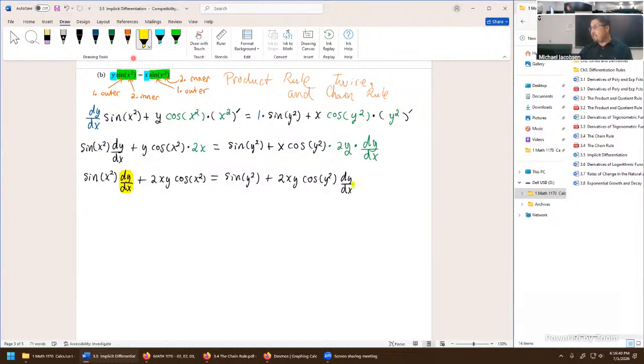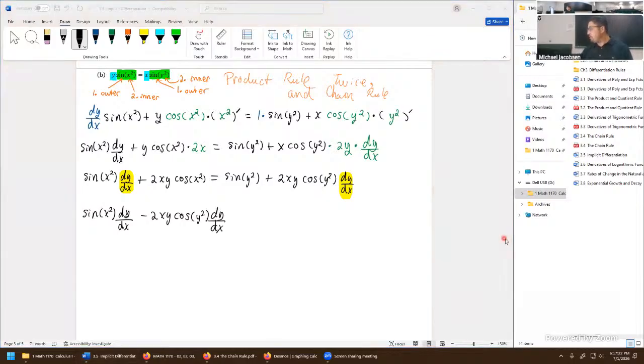Now, anything that has a dy/dx, we want just on one side of the equation. So I'm going to start by subtracting out 2xy cosine x squared from both sides, removing it from the left-hand side, and also subtract 2xy cosine y squared times dy/dx from the right-hand side, removing it from the right-hand side. So when we do those swaps, we get sine x squared dy/dx. We're subtracting this entire term, so minus 2xy cosine y squared dy/dx.